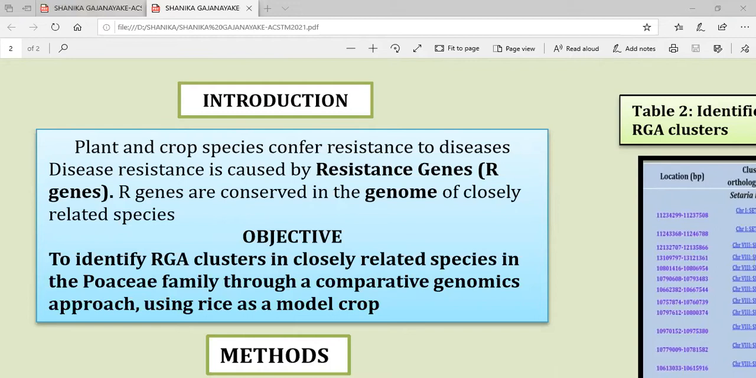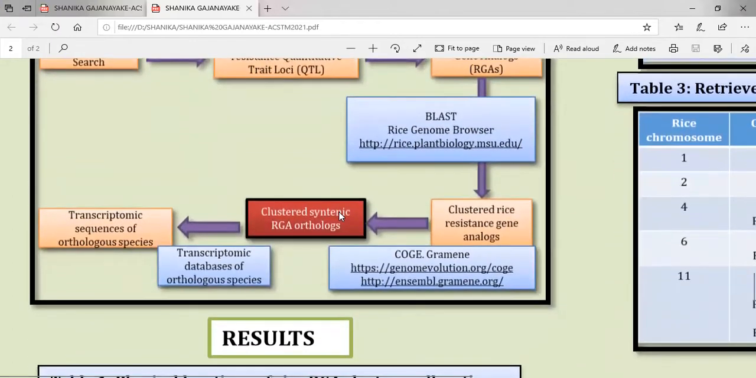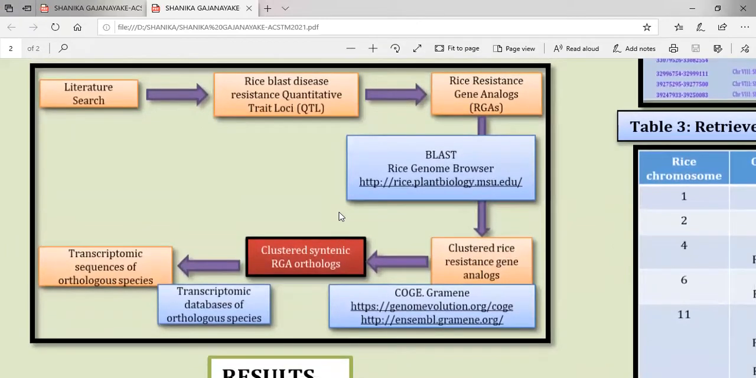The study identifies syntenic orthologous R genes for rice R genes in genomes of closely related species. A literature search identified rice disease resistance QTLs. A QTL is a region of DNA associated with a particular quantitative phenotypic trait. The QTLs were used to query the rice genome browser to search for rice RGAs in the QTLs.